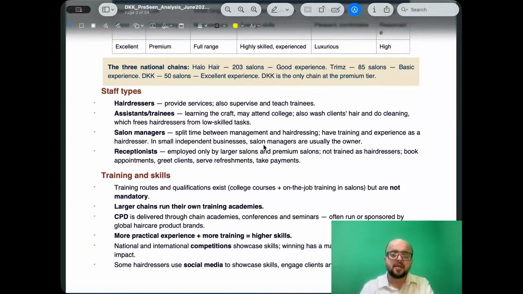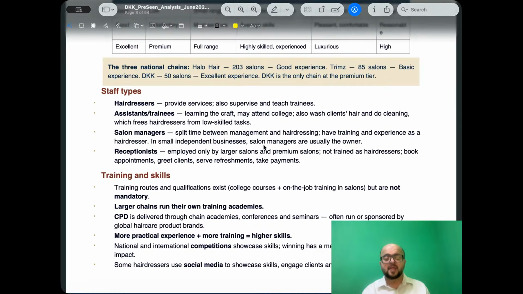You have hairdressers who provide, जो literally बाल काटते हैं, who supervise and teach trainees also. Then assistants or trainees who are learning the craft, may attend college, also wash clients' hair and do cleaning, which frees hairdressers from low skill tasks, washing hair, cleaning the premises, all of those activities. Then salon managers split time between management and hairdressing, have training and experience as a hairdresser. In small independent businesses, the salon manager is usually the owner.